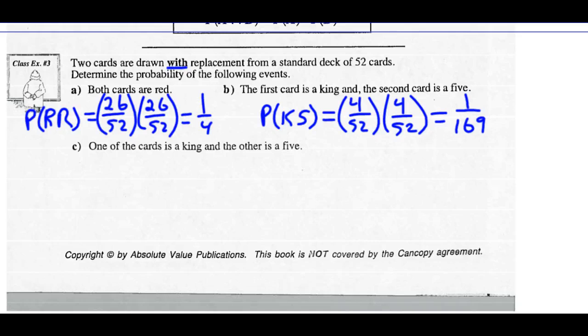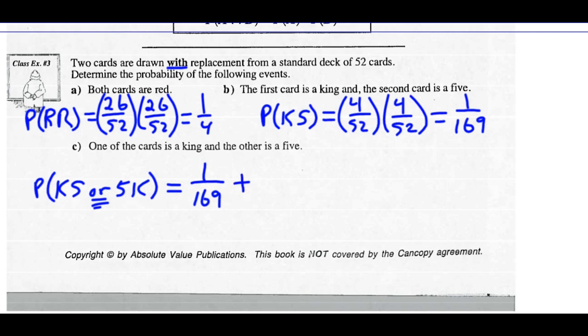Part C, one of the cards is a king and the other one is a 5. So that's the same one as up above. We could have king 5 or we could have 5 king. So we did the probability for king 5. That's 1 over 169. Or means we add. So king 5 and 5 king, we're also going to get another 1 out of 169. So that's 2 out of 169. All right. Great.